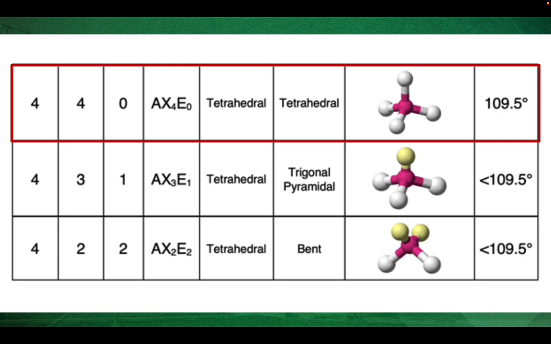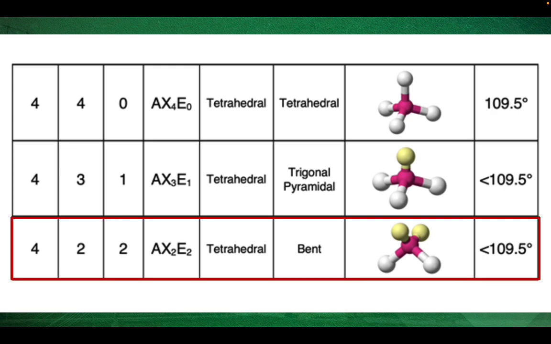Next, in electron group 4, you can have 3 types. You can have 4 bonds on a central atom and 0 lone pairs. That is what we call a tetrahedral. You can also have 3 bonds and 1 lone pair. That is a trigonal pyramidal. And you can also have 2 bonds and 2 lone pairs. That is a bent shape.